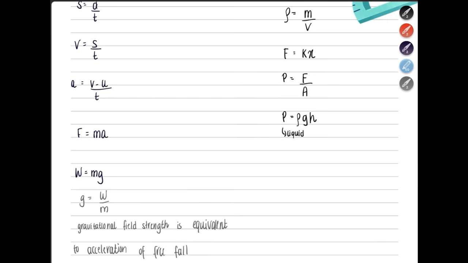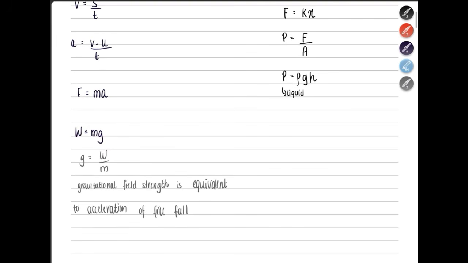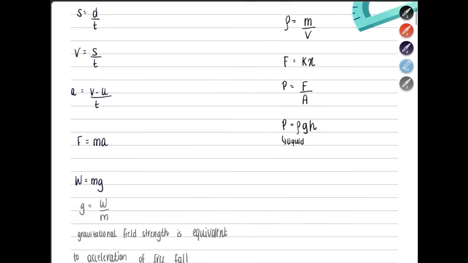Moving on, we can say resultant force equals mass multiplied by acceleration. This equation can also be written like this because weight is a force, and weight is mass multiplied by g. G is the gravitational field strength. It also means acceleration of free fall, basically the acceleration experienced by an object when it's falling under the force of gravity. This is g. g equals weight over mass.